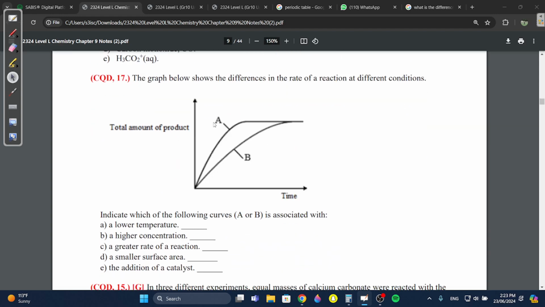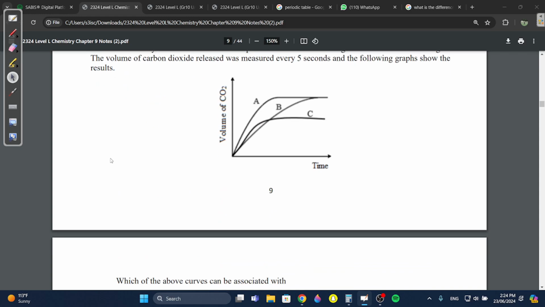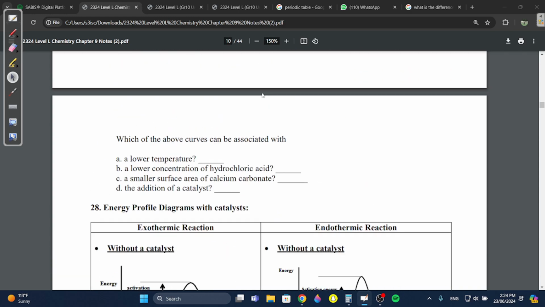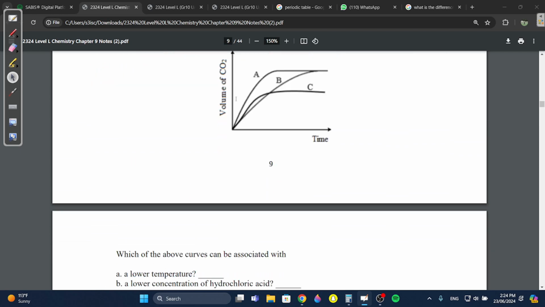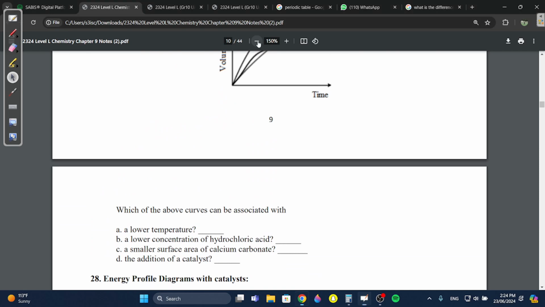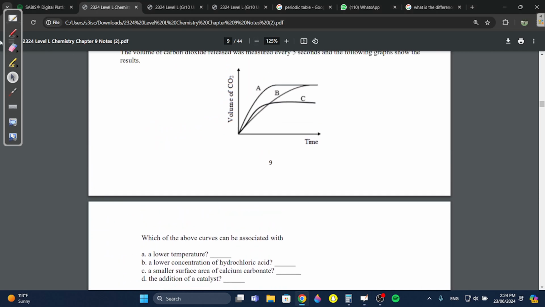The graph below shows the differences in rate of reaction at different conditions. Okay, which would have a lower temperature? Definitely B. Higher concentration? Definitely A. Greater rate of reaction? Definitely A. Smaller surface area? B. Catalyst? Definitely A. Okay, let me zoom out. So lower temperature would obviously lower the rate, so B.